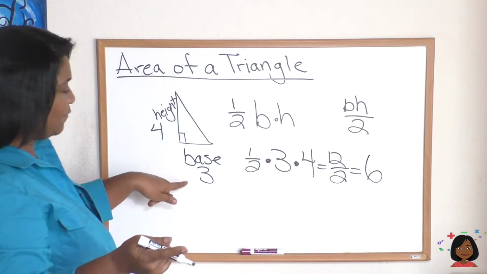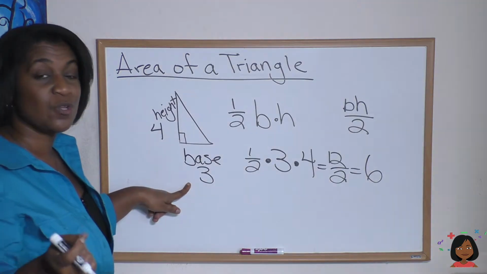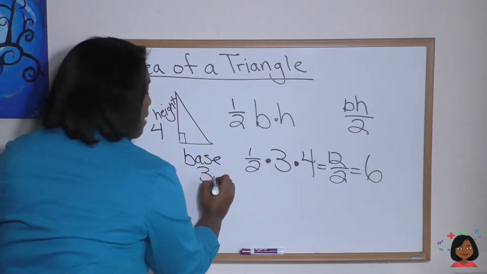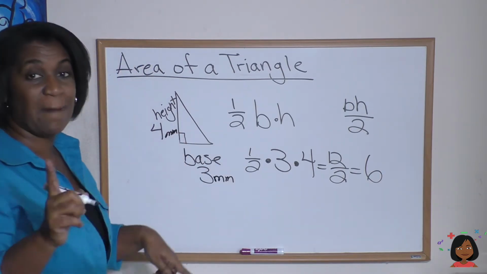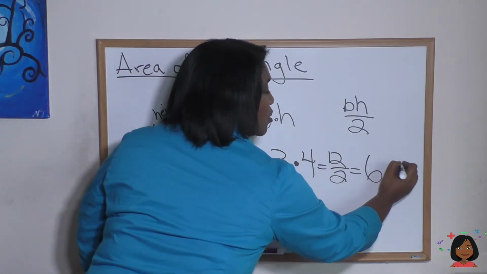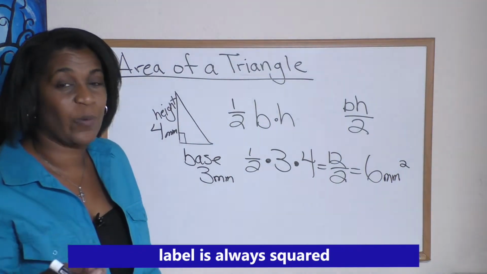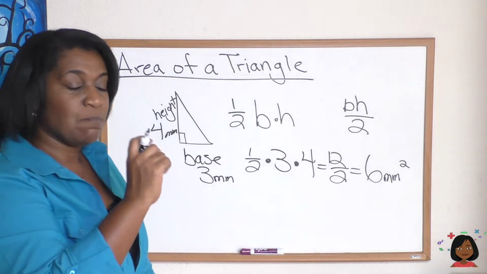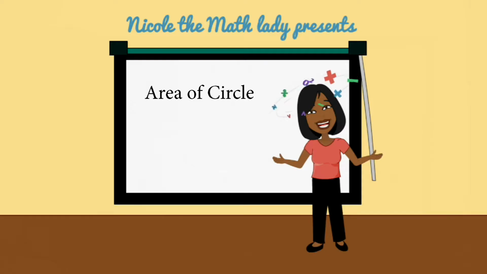Now, one thing I didn't give you was the label. Very important thing when it comes to area is it always needs a label. So let me give you, I meant to tell you, these were millimeters. Yeah, they were. So that means that our label is going to be millimeters squared. Just like when we did rectangular area, we always had a label squared. And you can say it either way, millimeters squared or square millimeters.